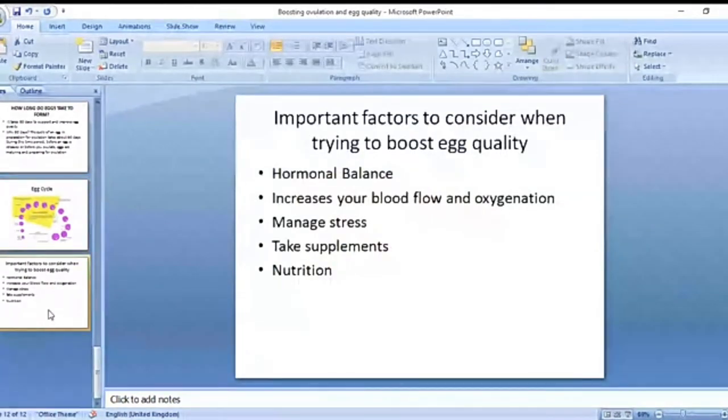What are the important things to consider when trying to boost egg quality? The first thing you need to consider is hormonal balance. Hormonal balance is very, very important if you're trying to boost egg quality. You must balance your hormones. And how do you balance your hormones?